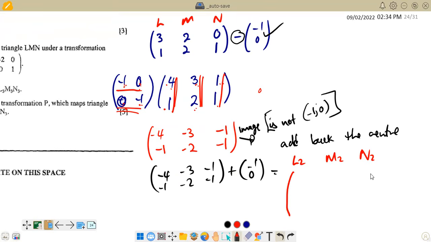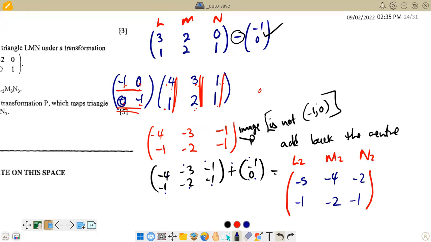Okay, so what are we going to have at the end? Let us add. We're going to add here -4 plus -1, that's -5. -3 plus -1 is going to be -4. -1 plus -1, that's -2. -1 plus 0 here, that's -1. -2 plus 0 here, that's -2. -1 plus 0 here, that's -1.